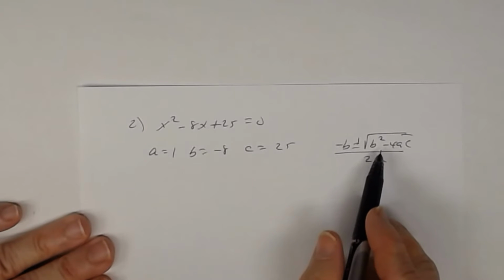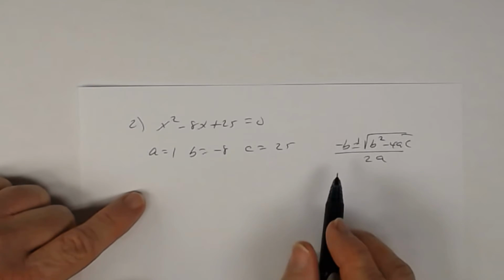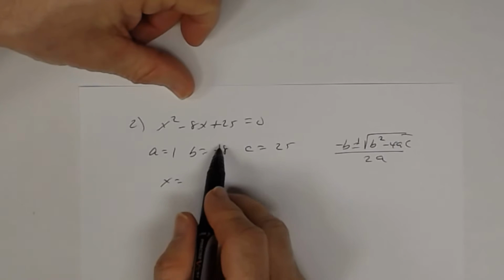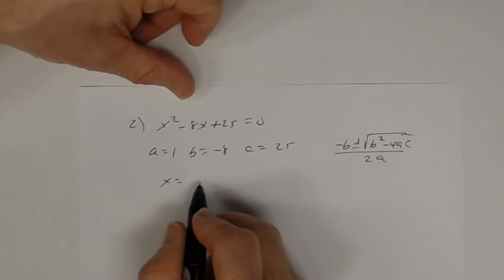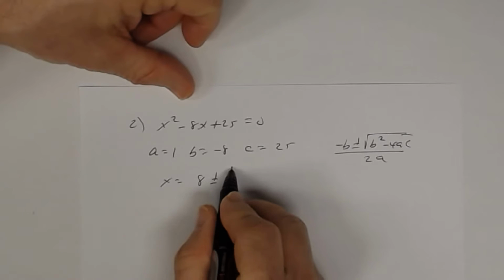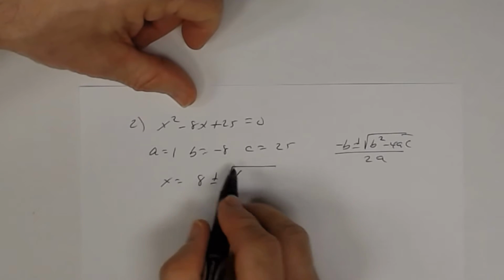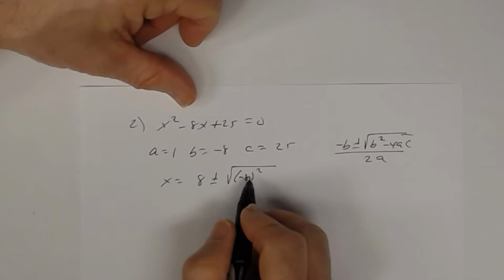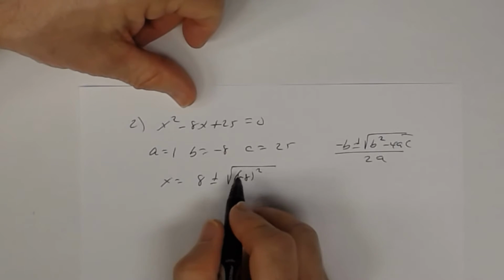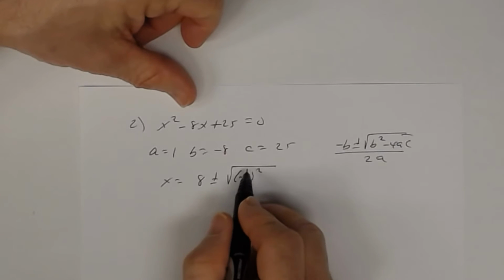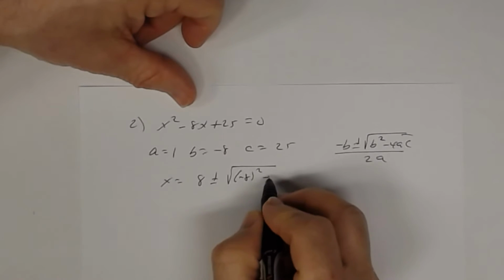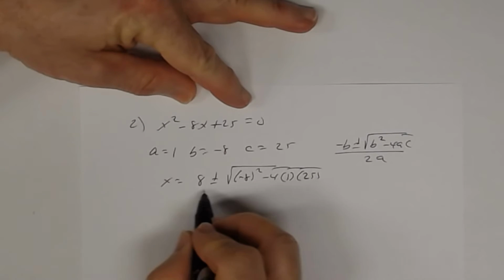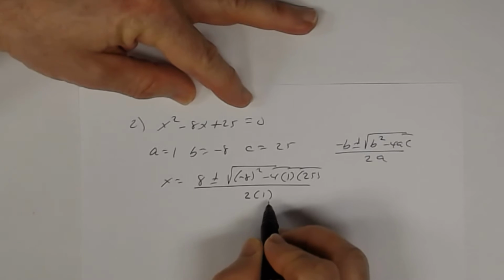So I'm going to go ahead now and substitute these values in. x equals the opposite of b, so the opposite of negative 8 is positive 8, plus and minus the square root of b, which is negative 8, squared. Notice I'm squaring that negative 8, so it must be put in parentheses, because remember a negative number squared is positive. You've got to be careful. b squared here is positive. Minus 4 times a, which is 1, times c, which is 25, all divided by 2 times 1.